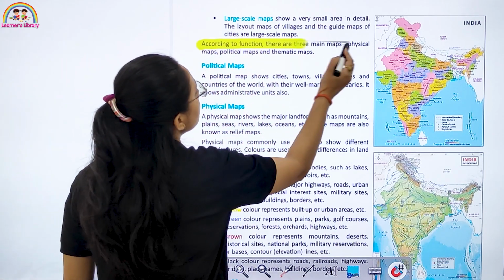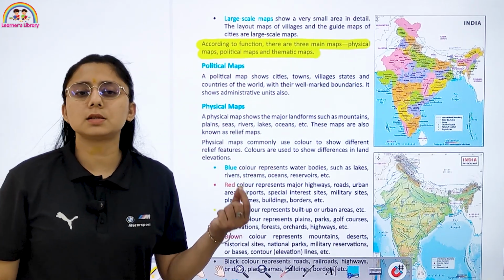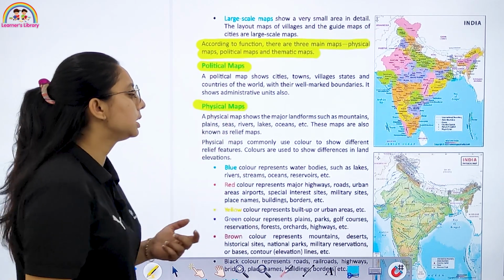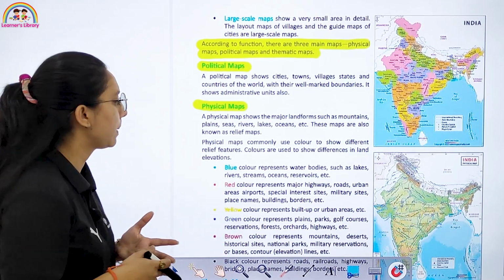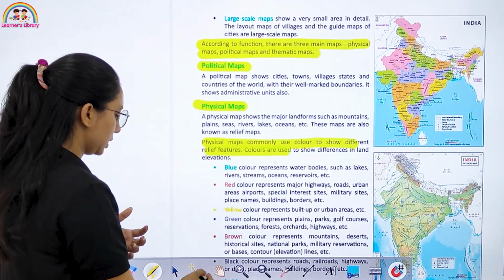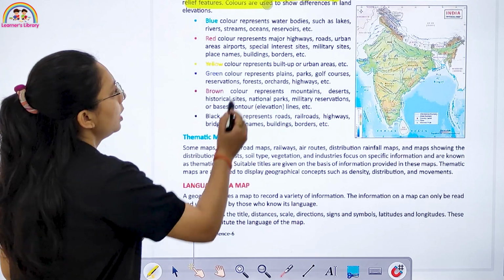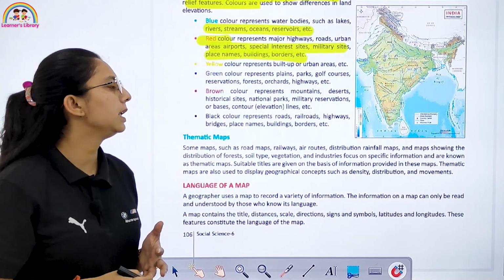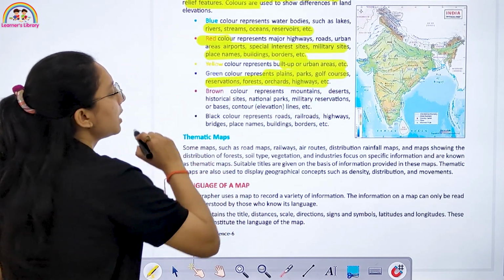According to function, there are three types of maps: physical, political, and thematic. In a political map, cities, towns, villages, different states and their capitals are shown. In a physical map, all the physical features such as mountains, plains, plateaus and rivers are shown. Physical maps commonly use color to show different relief features. Blue color is used for oceans, rivers and streams. Red color is used for military sites, place names and buildings. Yellow color is used for urban areas. Green color is used for plains, parks and forests.